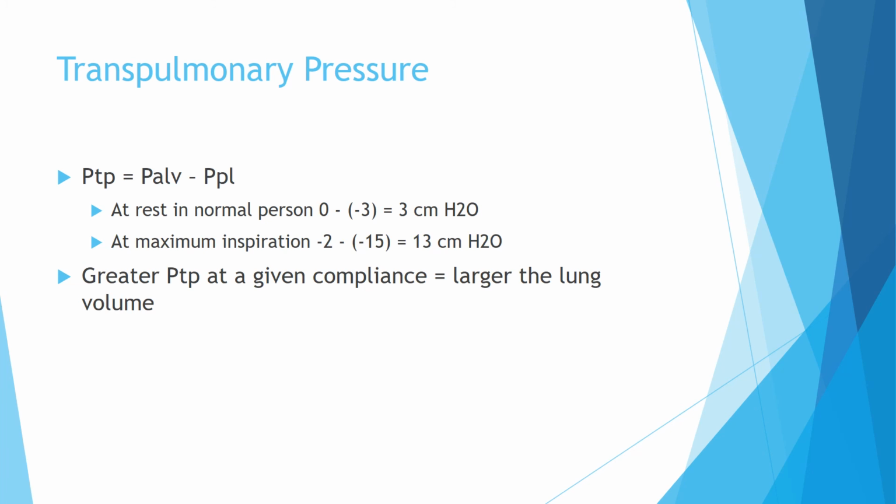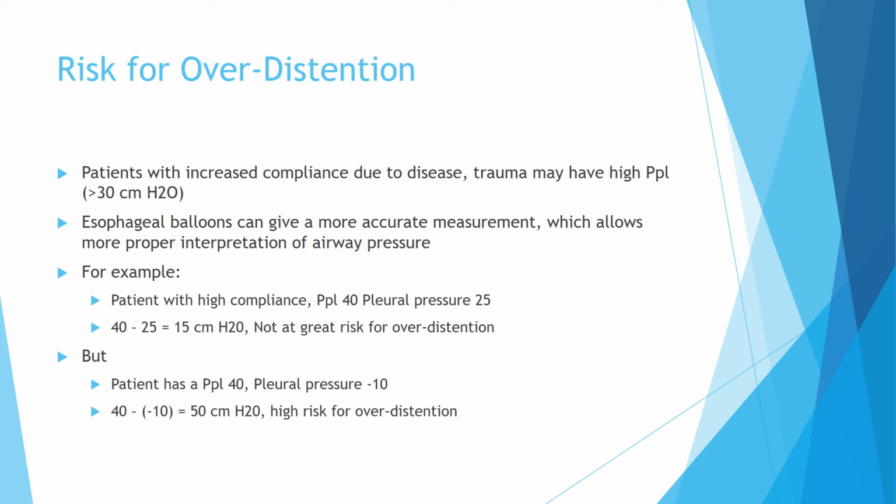So one thing to remember is at any given compliance, so if you have 2 people with identical compliances, the greater the transpulmonary pressure, the greater the lung volume that you're going to be able to generate. And that's important to remember because it sounds like an excellent test question. So just FYI, seeing if you're paying attention.